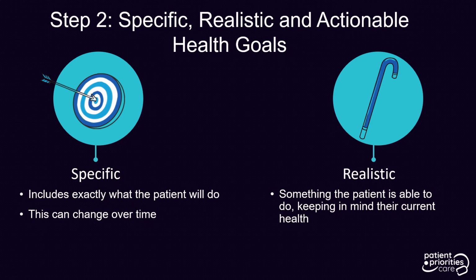Let's take Mrs. B as an example. In step 1, Mrs. B said that being a grandmother was really important. Now we would like to try to understand what that looks like in her daily life. You take the broader value from step 1 and translate it into something specific and realistic, an actual goal, such as watching my grandchildren 3 times a week.